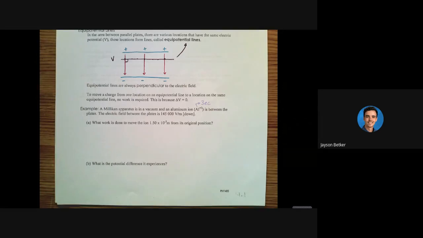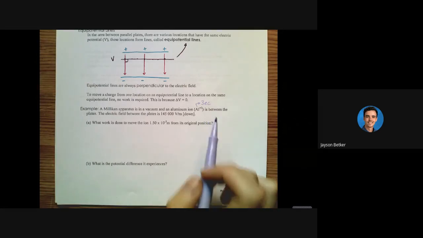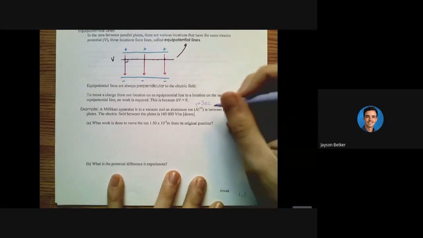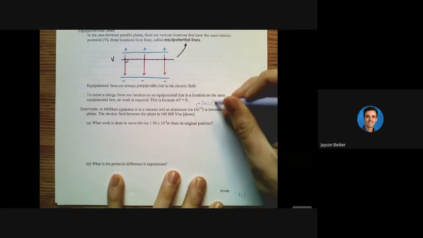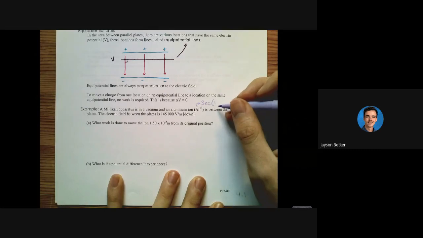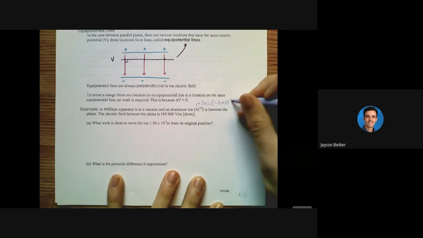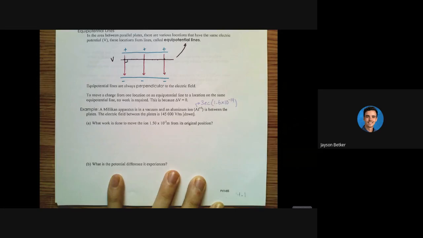I don't want it in elementary charges. I want it to be in coulombs. So how do I convert from elementary charges to coulombs? I multiply by what the charge of one electron, or one proton, is in coulombs. And I hope that we're starting to remember this number maybe by heart now: 1.6 times 10 to the negative 19. So if I do that, I should get 3 times 1.6 is 4.8 times 10 to the negative 19 coulombs. Okay, so that's the charge.